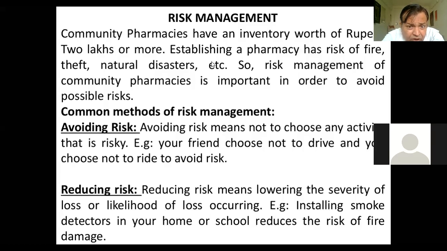The common methods of risk management: avoiding risk. Avoiding risk means not to choose any activity that is risky. Example, your friend chooses not to drive and you choose not to ride to avoid risk. This is a simple example. If you are not moving on a highway, then there is no chance of accident.